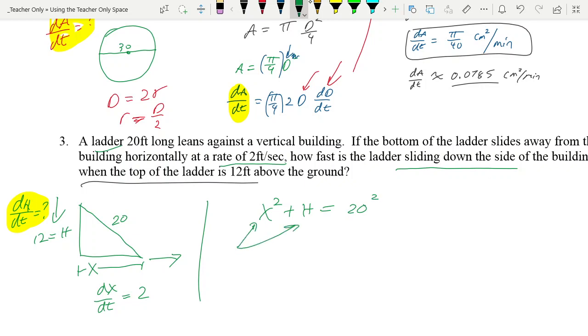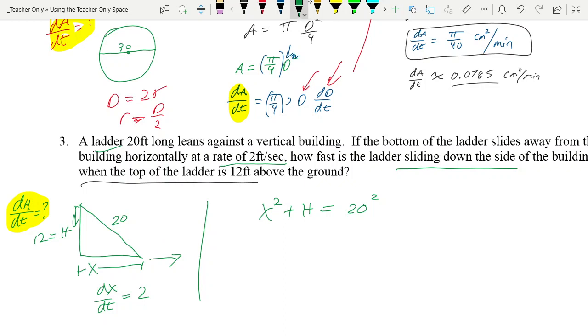Why am I not subbing in my values for x and h? Well, because throughout the problem, they're changing, right? This ladder is sliding down the wall, sliding out, so therefore those numbers change. We can't sub in our values until after we take the derivative. So why am I able to sub in the 20? Well, because it's a constant.